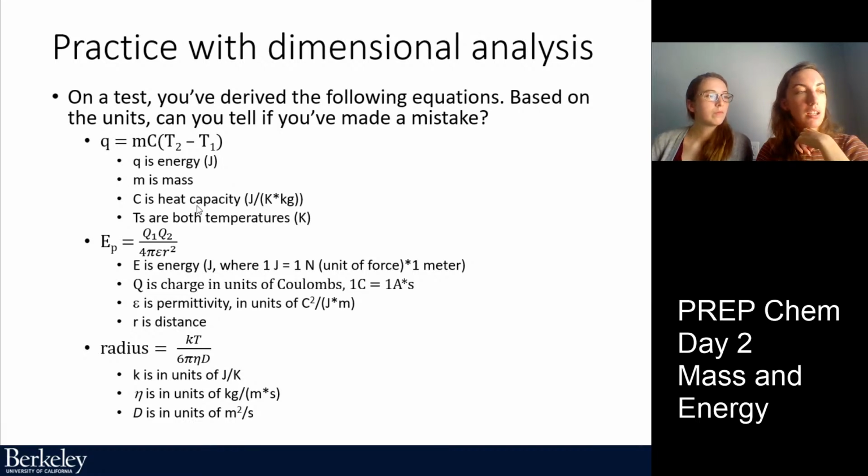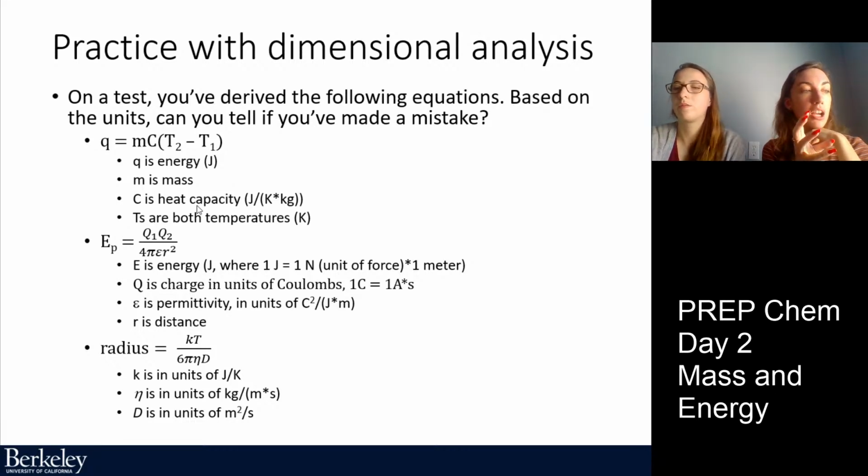The idea is that I've derived this equation, Q equals m times c times t2 minus t1, and I want to know, based on the units of all of these things, could that equation possibly be right? So I want Q to be in units of joules. If I plug in kilograms for mass, joules per Kelvin times kilogram for C, so that heat capacity, and Kelvin for temperature, do I get Q in units of joules? If yes, then this equation could be right, and if not, then the equation is definitely wrong. There's something wrong here.